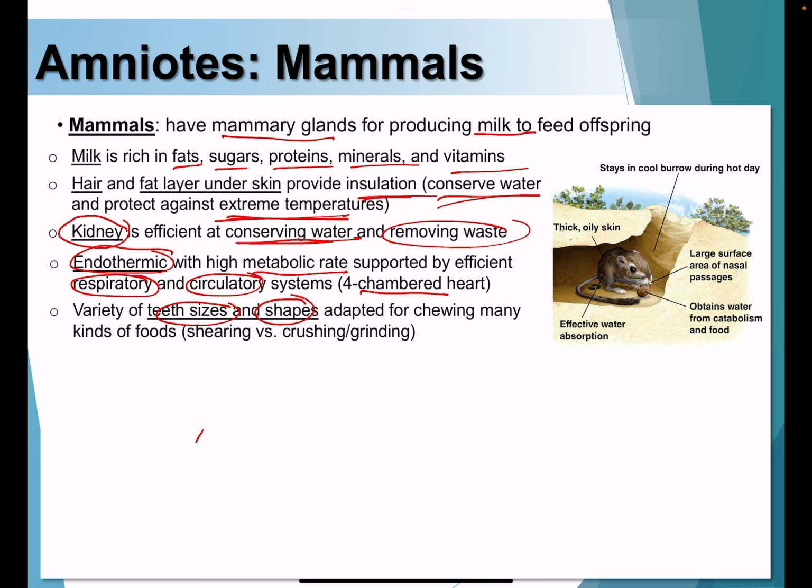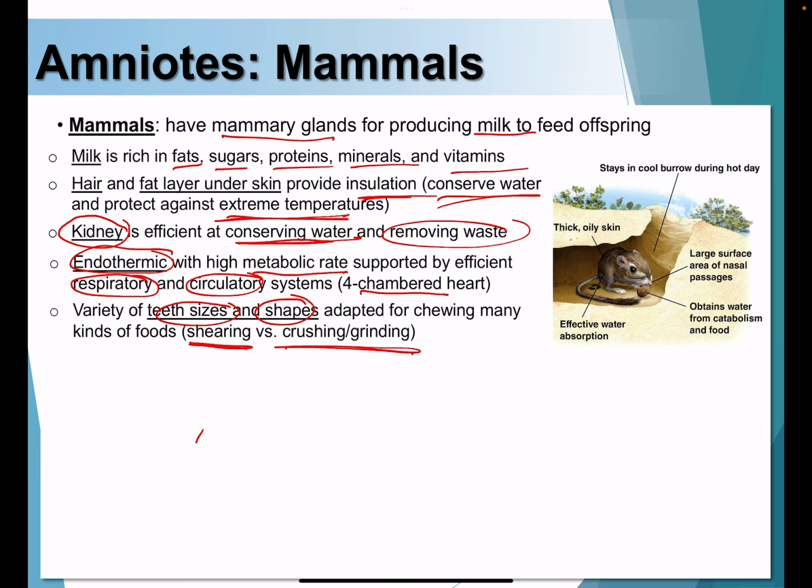And then you have a variety of teeth sizes and shapes adapted for chewing many kinds of food. Unlike birds, where their beak is all they have, and whether you have a large beak or a small beak determines what kind of food you eat. For mammals, you have a lot more choices because you have different size teeth that can munch on different materials. We have incisors and canine teeth for shearing, and then premolars and molars for crushing and grinding.